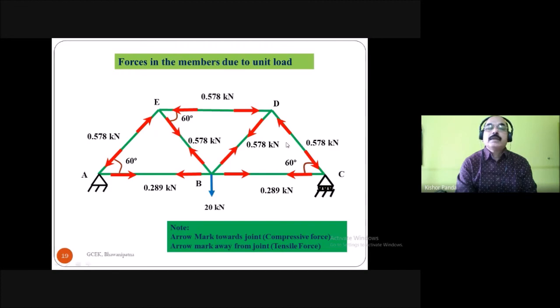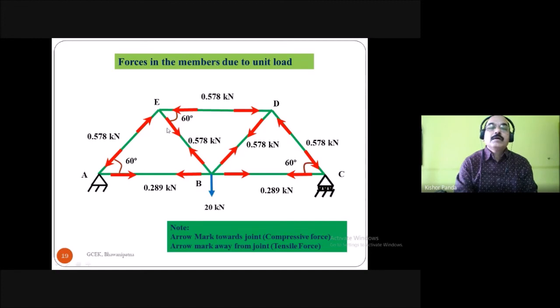Similarly for the other side, take the same values. If the AE member is compressive at 0.578 kilonewton, then the DC member is also 0.578 kilonewton and compressive in nature. Similarly, the member AB is 0.289 kilonewton tensile force, and for this side also, the BC member is tensile in nature, and the force is 0.289 kilonewton.